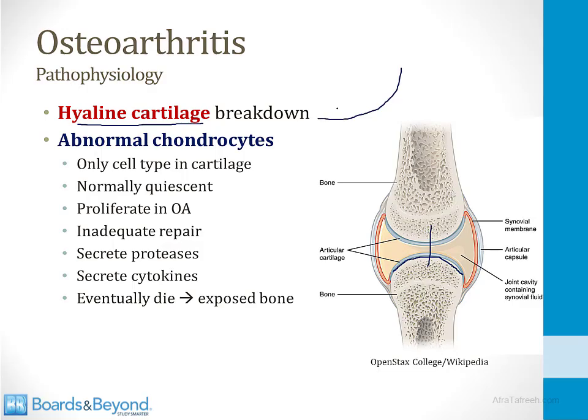Now, most people know this, but what you may not know is that important to this process is abnormal function of chondrocytes. And there's a lot of basic science literature on this, so it's important that you know that the chondrocytes play a key role in the pathophysiology of osteoarthritis. Chondrocytes are the only cell type found in hyaline cartilage, and they are normally quiescent, but they begin to proliferate in osteoarthritis, and they attempt to repair the cartilage, but the repair is inadequate.